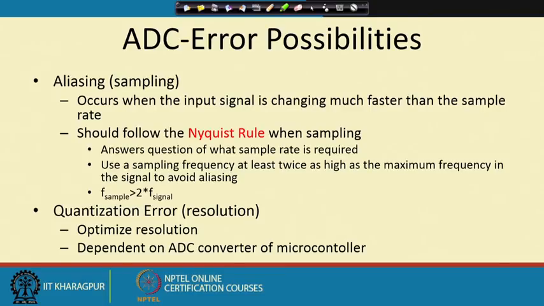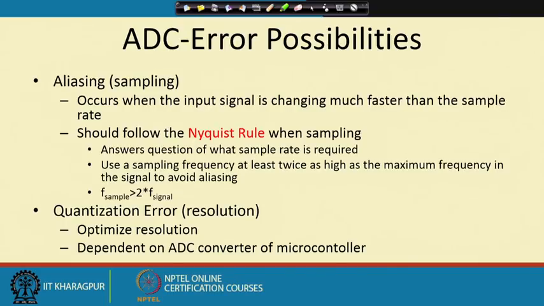There is a theorem called the Nyquist rule which is to be followed for this sampling. This Nyquist rule answers the question of what sample rate is required. It is required that the sampling frequency should be at least twice as high as the maximum frequency in the signal to avoid aliasing.